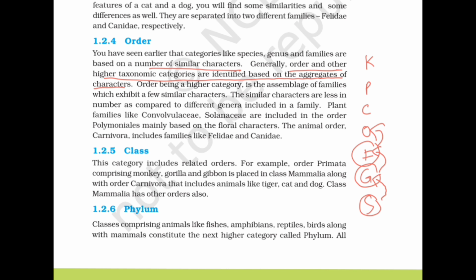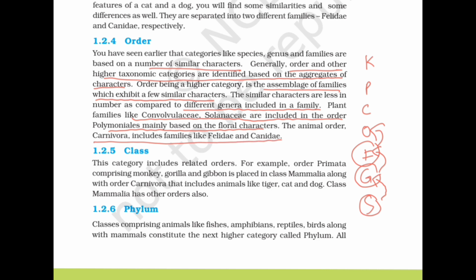Order being a higher category is the assemblage of families. A lot of families makes one order which exhibit a few similar characteristics. The similar characters are less in number as compared to different genera included in a family. Plant families like Convolvulaceae and Solanaceae are included in the order Polymoniales, mainly based on floral characters. The animal order Carnivora includes families like Felidae and Canidae.